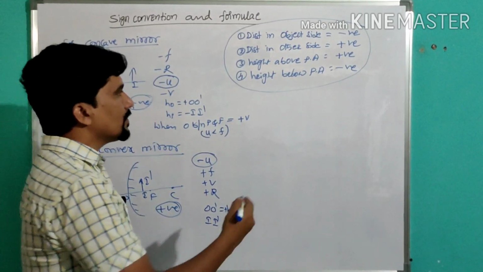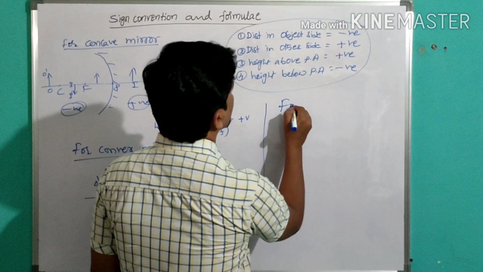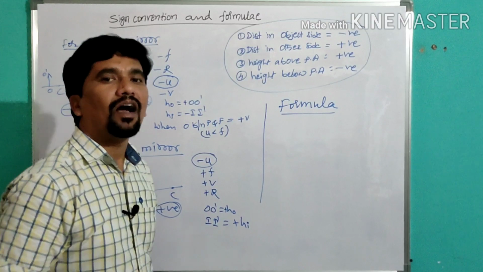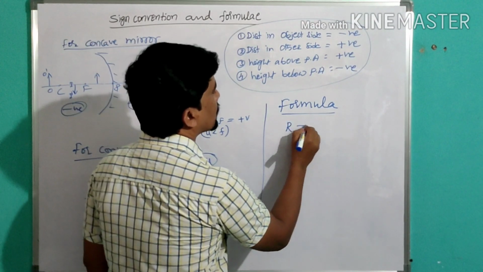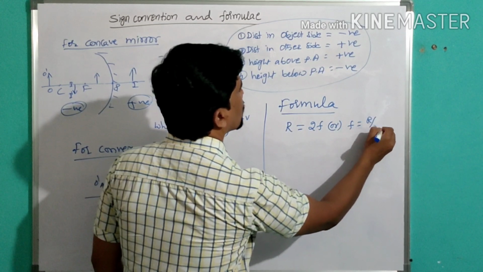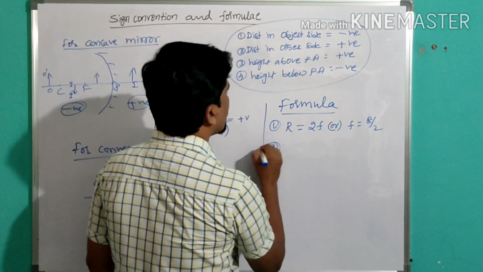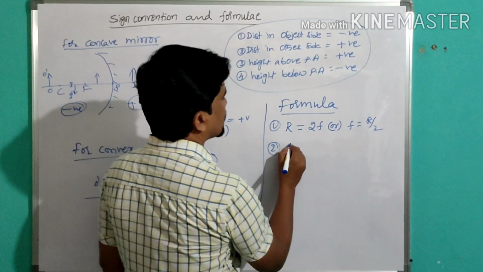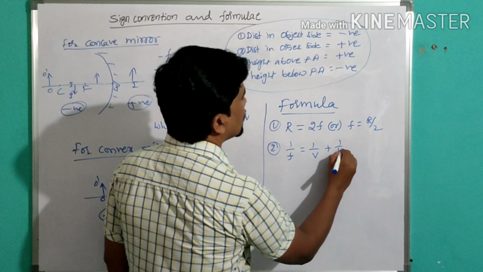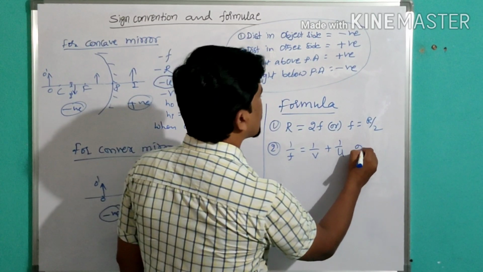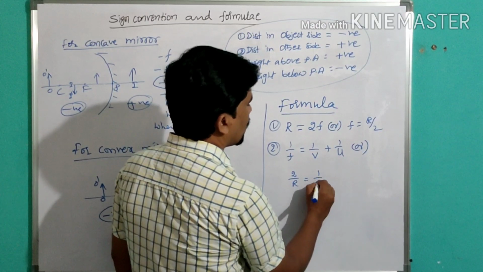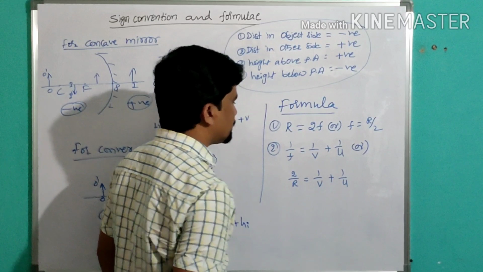Now, the important formulas used in this. One is the relation between R and F: R equal to 2F, or F equal to R by 2. The second formula is the mirror formula, that is 1 by F equal to 1 by V plus 1 by U, or this can also be written as 2 by R equal to 1 by V plus 1 by U.